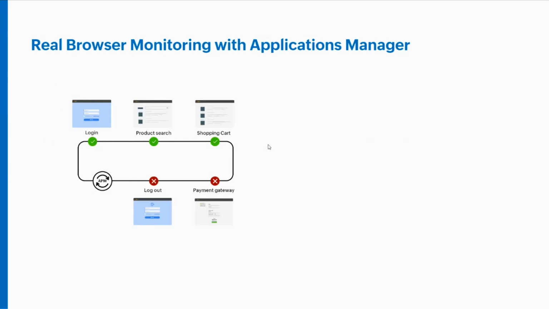So let's see how we can perform synthetic transaction monitoring in Applications Manager. In Applications Manager, we have the real browser monitoring, which facilitates synthetic transaction monitoring. It basically opens up an actual browser like Firefox from multiple geographical locations and tracks how the elements in your websites load from that particular location, and more specifically, the way your users view them.